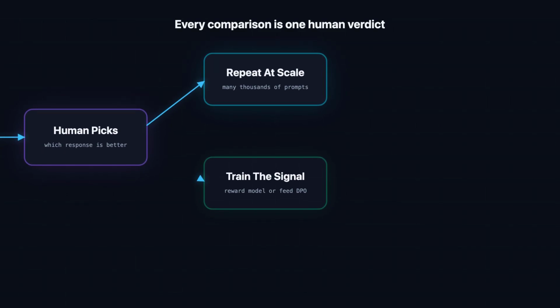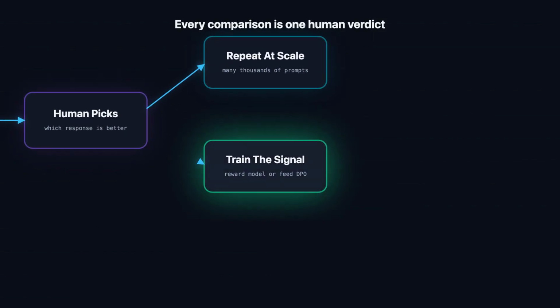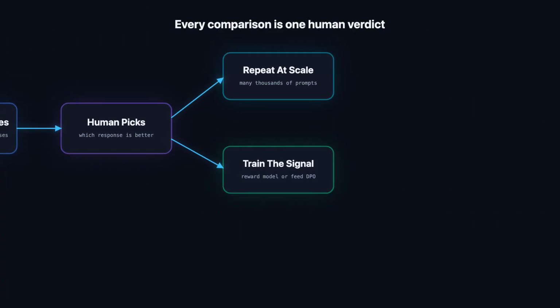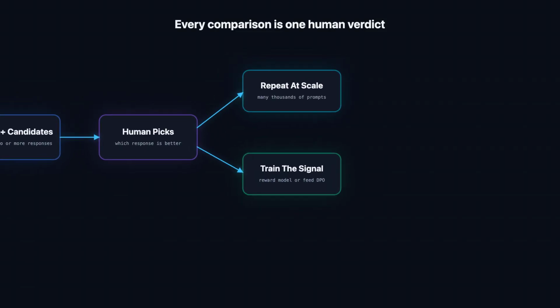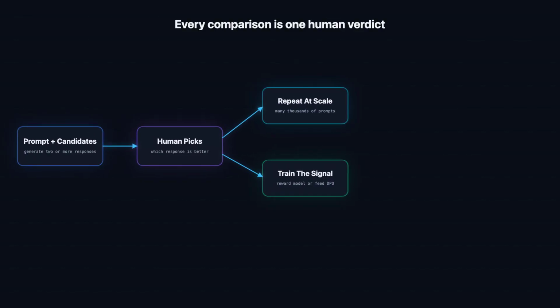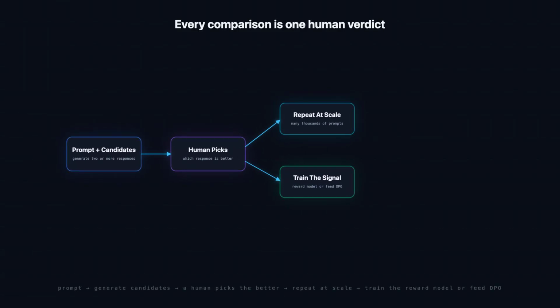The bigger and more careful that dataset, the stronger the signal you can train on. Finally, put it to work. Those collected comparisons are exactly what trains the reward model in RLHF, or feeds a method like DPO directly. The people's judgments become the signal the whole alignment process optimizes toward.